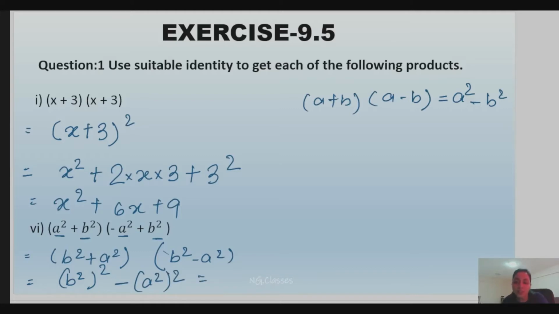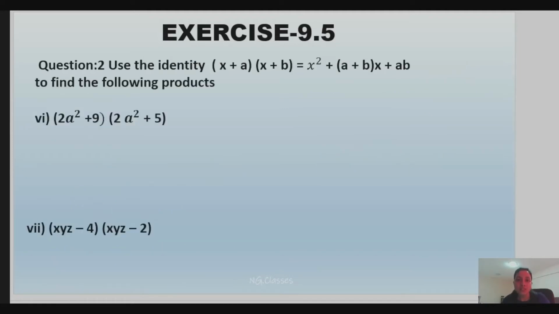Now recall the property. When a single base has two different powers, what do we do? We just do the multiplication of powers, right? So here also we will multiply the powers, and at last we will get b to the power 4 minus a to the power 4 as our answer.